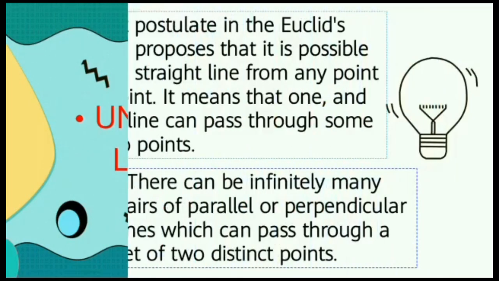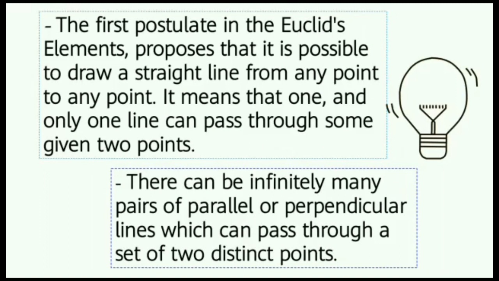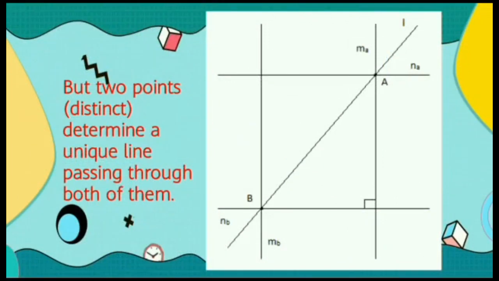So proceed. The first postulate in Euclid's Elements proposes that it is possible to draw a straight line from any point to any point. It means that one and only one line can pass through some given 2 points. There can be infinitely many pairs of parallel or perpendicular lines which can pass through a set of 2 distinct points. Two distinct points determine a unique line passing through both of them.